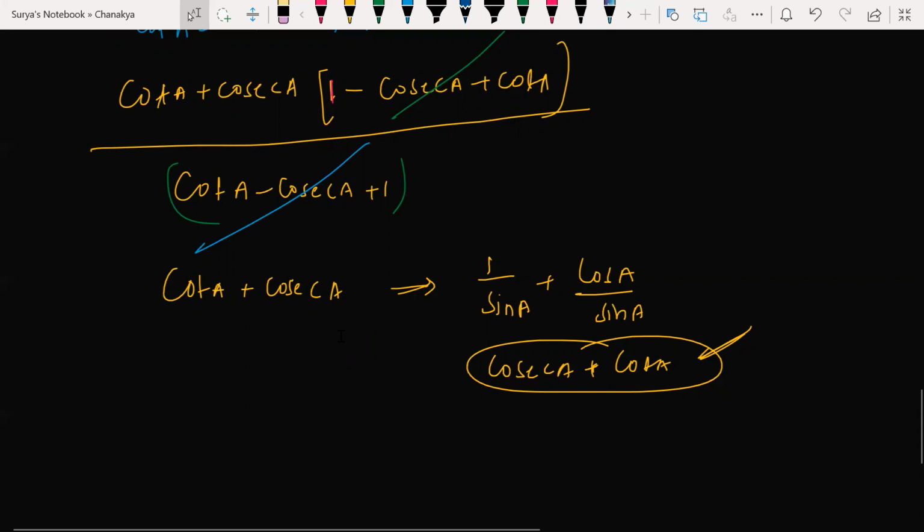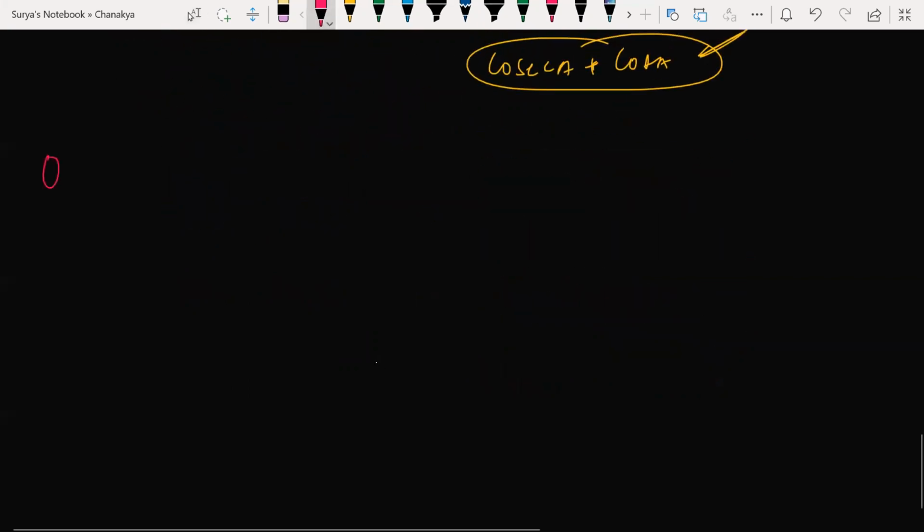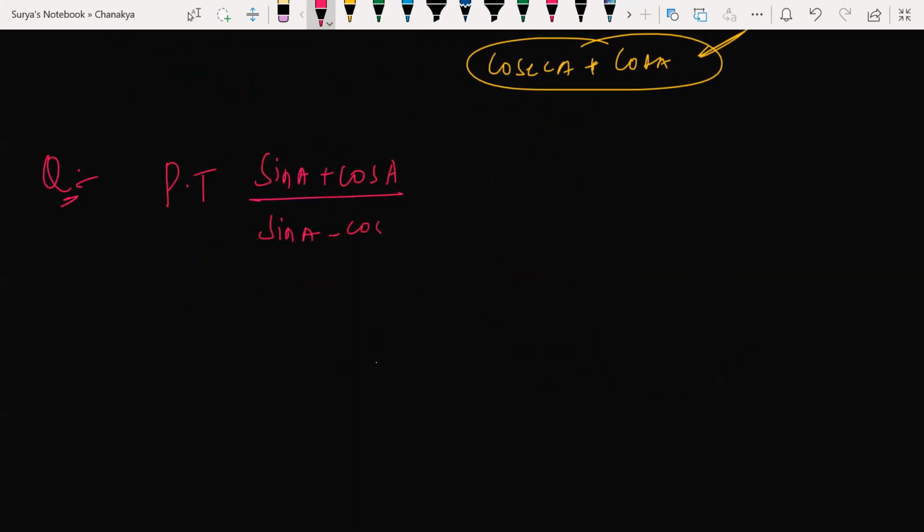Next question. Prove that (sin A plus cos A) by (sin A minus cos A) plus (sin A minus cos A) by cos A is equal to 2 by (sin square A minus cos square A).